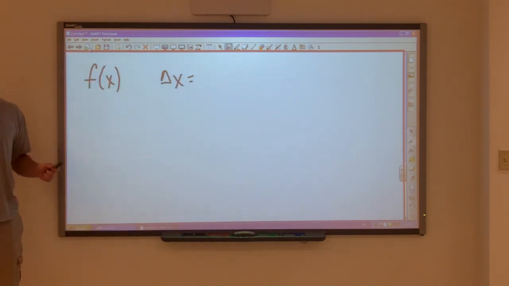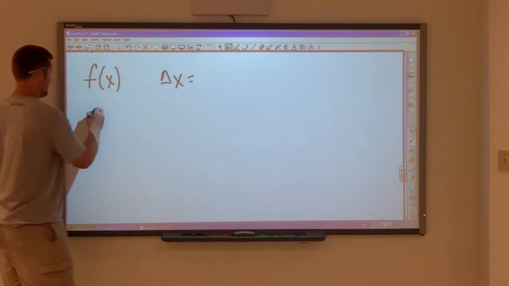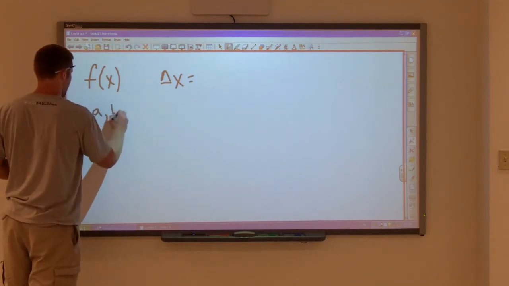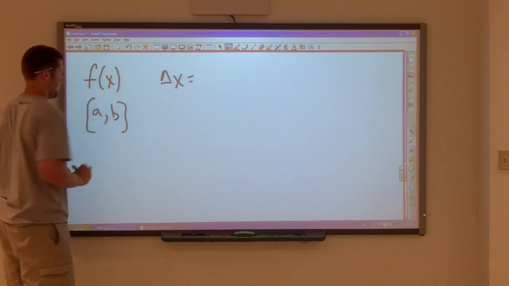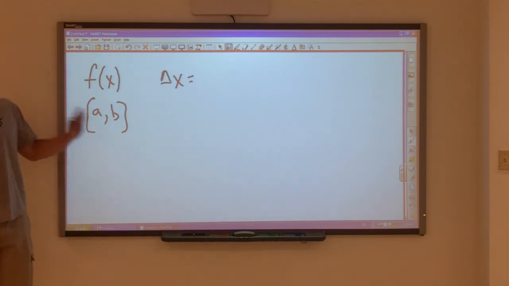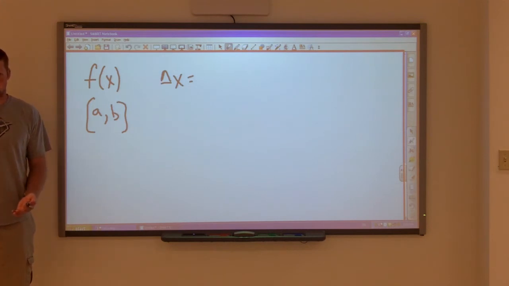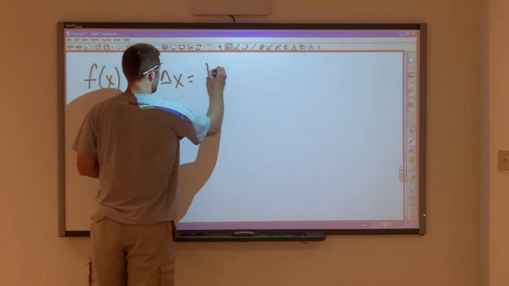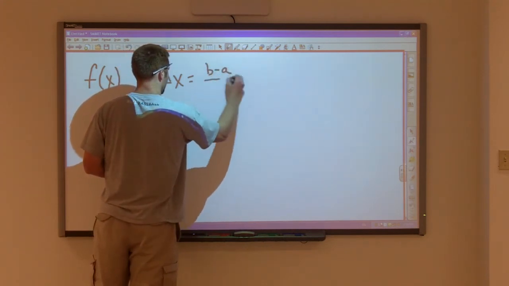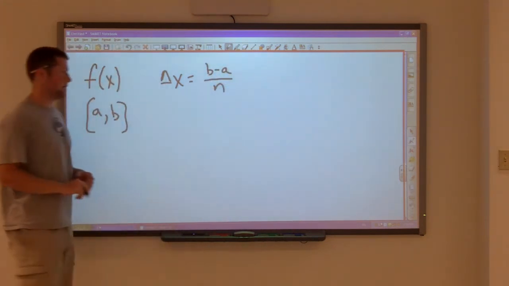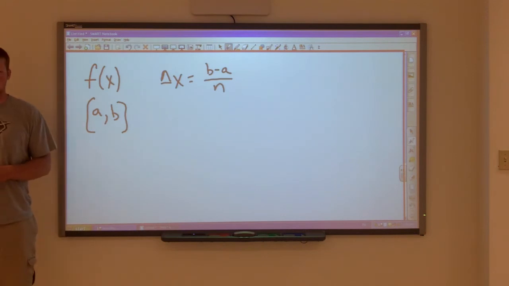That delta x is going to be over an interval. Let's call that interval a to b. And all that delta x is going to be is an equal width, depending on the number of rectangles we have, over this interval a to b. So we can call delta x b minus a over n, where n is the number of our rectangles.